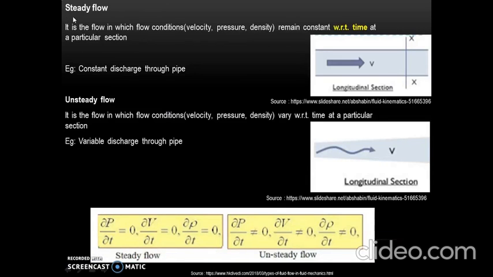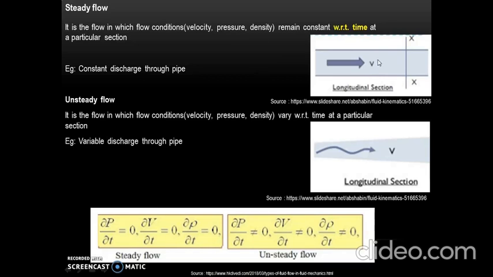Next is steady flow. It is the flow in which flow conditions, that is velocity, pressure, density, remain constant with respect to time at a particular section. So here we can see that there is a flow of liquid through a pipe of constant diameter. So constant discharge through pipe is an example for steady flow.